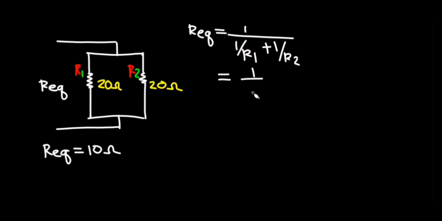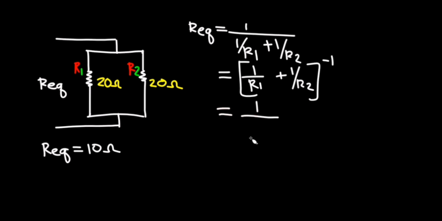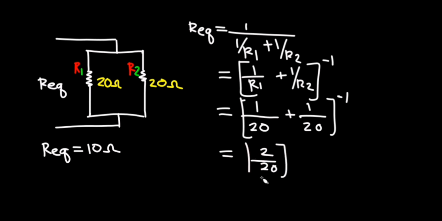Or we can simply write (1 over R1 plus 1 over R2) raised to negative 1. If we substitute the values, (1 over 20 plus 1 over 20) raised to negative 1, it's going to be 2 over 20. Since it is raised to negative 1, it will be 20 over 2. And the answer is 10 ohms.